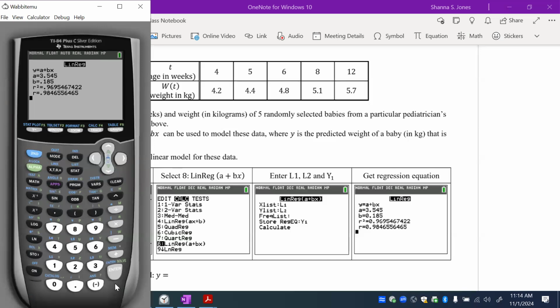Yes. What if I do that in Desmos? I'm not doing that right now. So, yep.